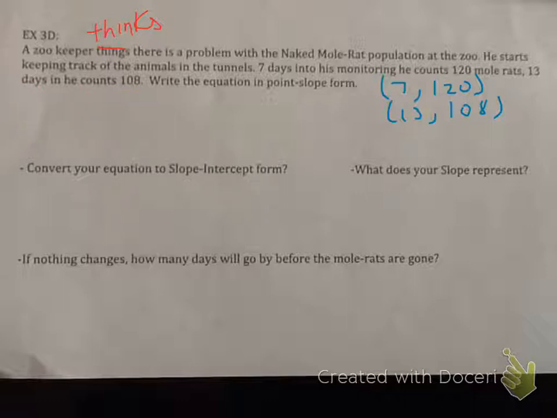The first thing is we got 2 points. We need to know how much they're increasing or decreasing. According to this, in 7 days we have 120, then in 13 days we have 108. It looks like they're decreasing, so we need to find the rate at which they're decreasing. If you remember, this is our X1, this is our Y1, this is our X2, this is our Y2. I'm going to do my slope because I've got to find how fast they are decreasing. So my slope is Y2 minus Y1 over X2 minus X1.